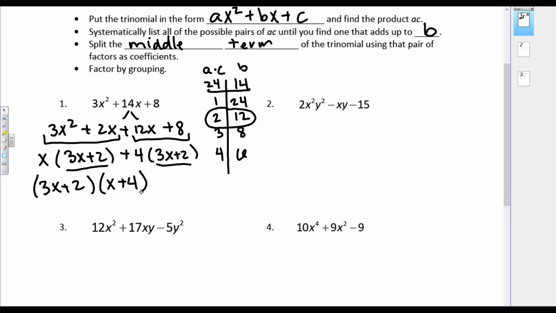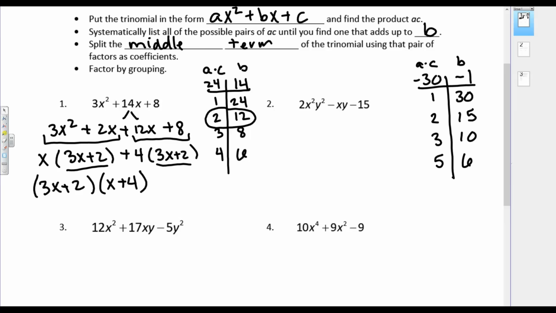All right, let's take a look at number 2 now. And I like number 2 because some weird things happen with the variables. So number 2, we're already in descending order, 2x squared plus bx plus c, so we're in the right order. And my AC, a times c adding to b, a times c is 2 times negative 15, which is negative 30, and b is negative 1. So I'm going to list all the combinations to get to 30. And there they are, all the ways to multiply to 30. And I want to add to negative 1.